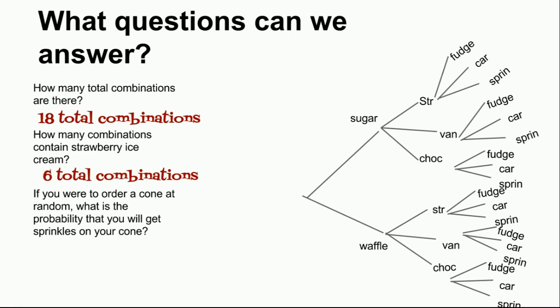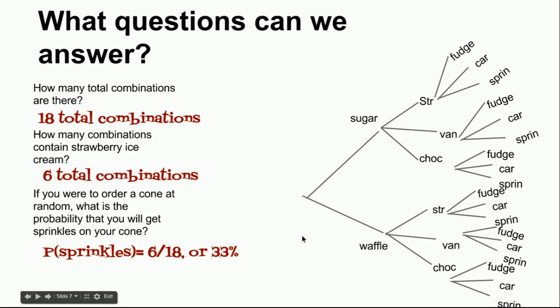Now, the last question's a little bit different. If you were to order a cone at random, say you walked in and said, I don't know, just give me something that is in the special. What is the probability that you'll end up with sprinkles? Well, we had 18 total combinations. If you go to the end and count up how many of those combinations have sprinkles, that gives you your probability that you'll get sprinkles on your cone. So remember, we had 18, and then if you counted them up, you would find that there are 6 out of 18, or 33%, possible combinations that include sprinkles.